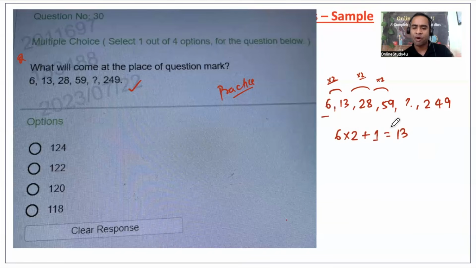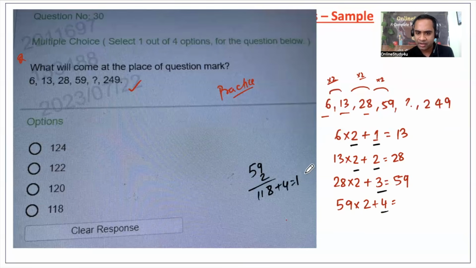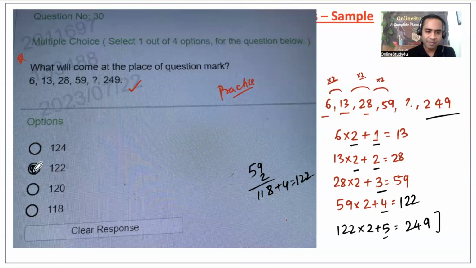That means these numbers are becoming almost double. Then 13 into 2 will be 26 and plus 2 will be 28, right? And then 28 into 2 will be 56, and if you add 3 it will become 59. Then definitely 59 into 2 plus 4 we need to do here, right? So friends, please try to analyze here. 6 into 2, so multiplied by 2, added 1, then multiplied by 2, added 2. So basically the numbers are getting increased. Now 59 into 2 will be 118, and if we add 4 to it, it will come 122. Again 122 into 2 plus the next number, which will be 5. So 244 plus 5 will be 249, which is the last number. So my answer here will be 122, right?